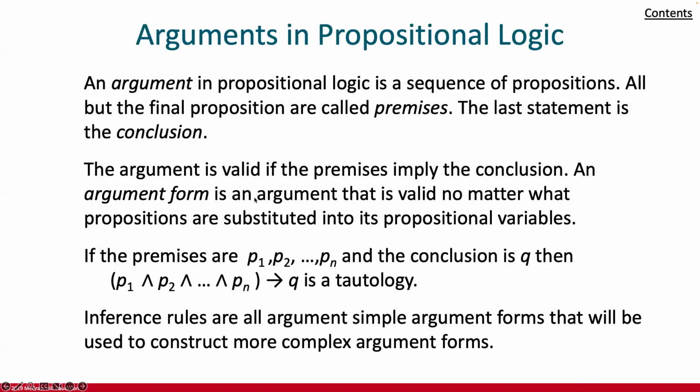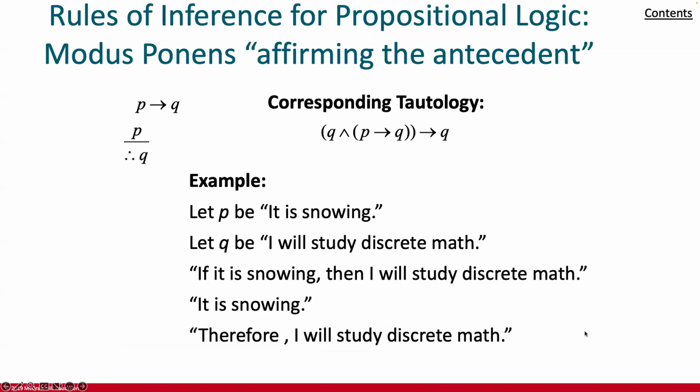An argument form is an argument that is valid no matter what propositions are substituted into the propositional variables. So if the premises are P1, P2, all the way to Pn, and the conclusion is Q, then, as we've listed here, the implication is a tautology. Inference rules are all simple argument forms that will be used to construct more complex argument forms. So let's talk about a couple different rules of inference, and we'll take them one at a time.